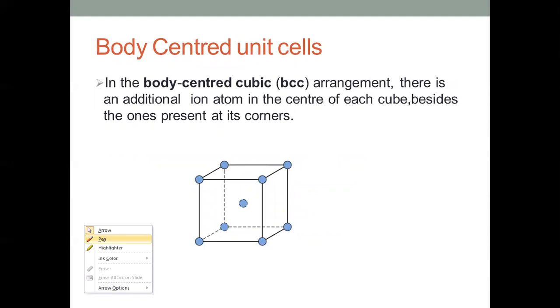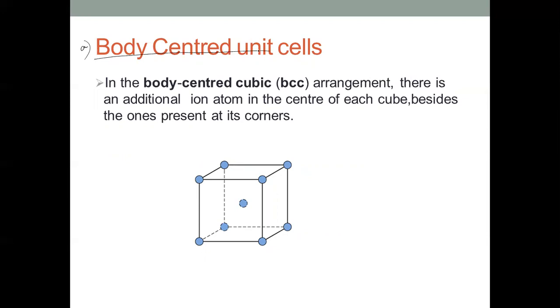Next, look at the centered unit cells. That means in the centered unit cells, we have again body centered, face centered, and end-centered unit cells. What are centered unit cells? In centered unit cells, the atoms are present not only at the corners but also at some other point of the unit cell, in positions other than the corners, and these are called centered unit cells.